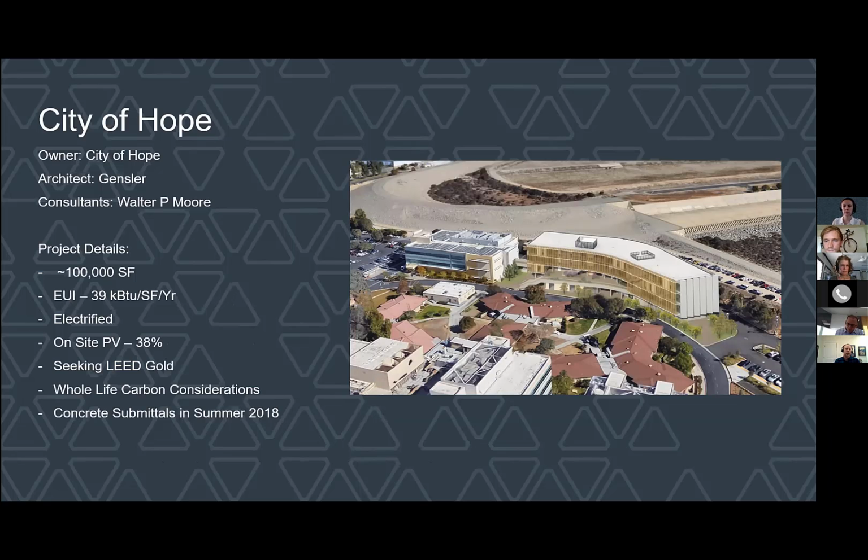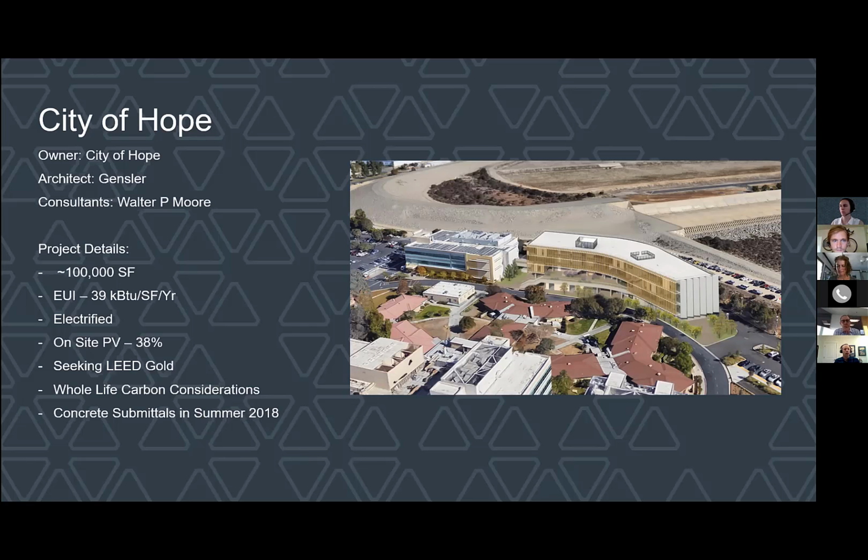It's a building that had sustainability goals throughout the design. Early on, everything from mass timber to other strategies were considered. But operationally, it's very efficient. It's under 40 kBTU per square foot per year. It's electrified. It's got almost 40% on-site PV. It's in the process of seeking gold. So carbon was considered throughout the design.